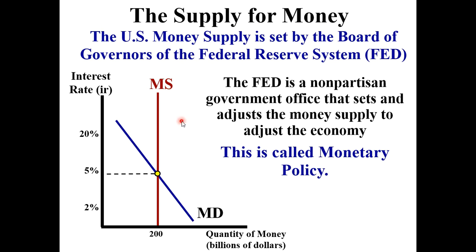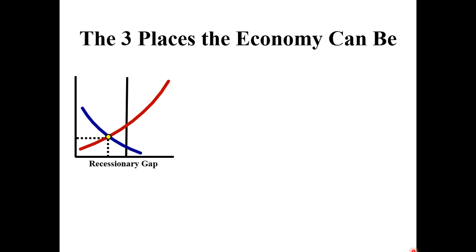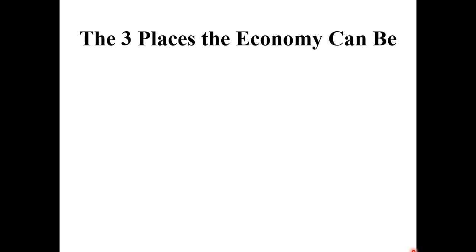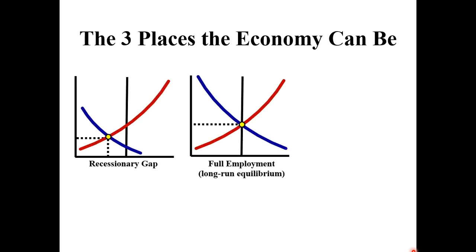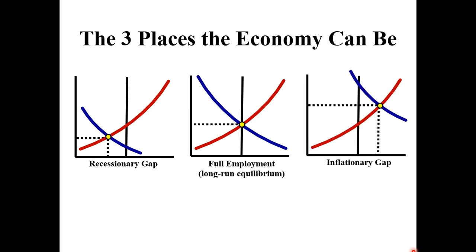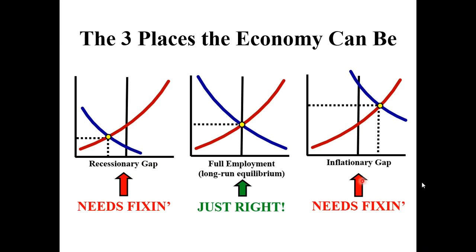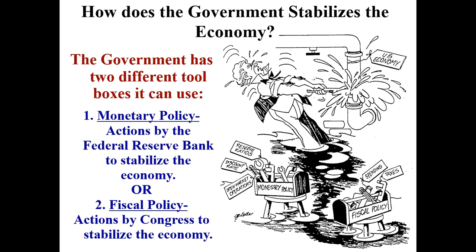So if the Federal Reserve moves the money supply curve to the left or to the right, that will impact interest rates and will have an effect on the economy as a whole, and that's called monetary policy. So remember, there's three places the economy can be. We can be in a recessionary gap where GDP is down. We can be at full employment, which is where we want to be, and we can be in an inflationary gap. So we want to be at full employment. If we're in a recessionary gap or an inflationary gap, the government needs to fix it. And so that's what we learned about in Unit 4, stabilization policies.